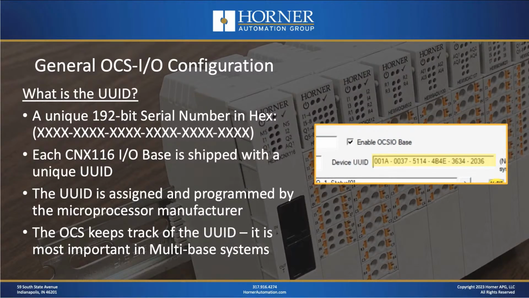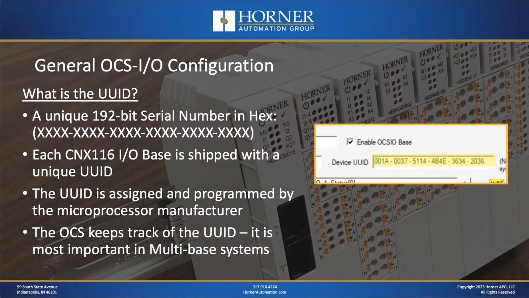Now, the whole purpose of the UUID is for there to be a unique serial number for every OCS-I base that's shipped. Now, this is not a serial number that we put in at Horner. This is actually a feature of the microprocessor that we're using, and it's assigned by the microprocessor manufacturer. And we're just taking advantage of this unique serial number so that the OCS can keep track of the fact that you have multiple bases that are different, okay? And the UUID is how they're differentiated.